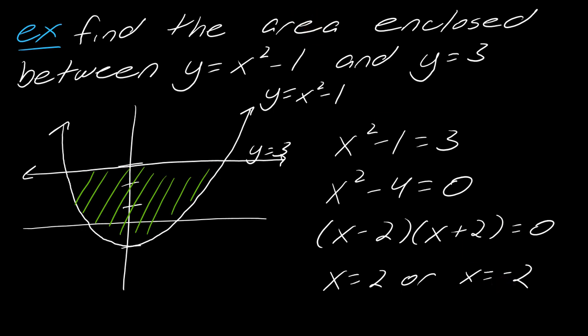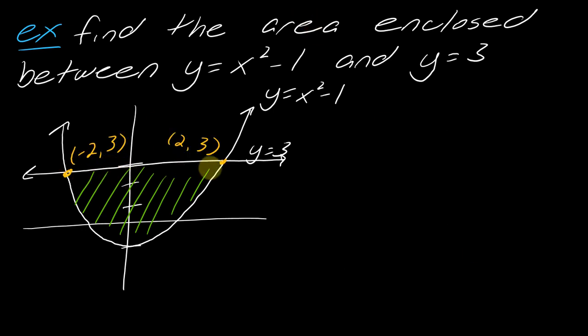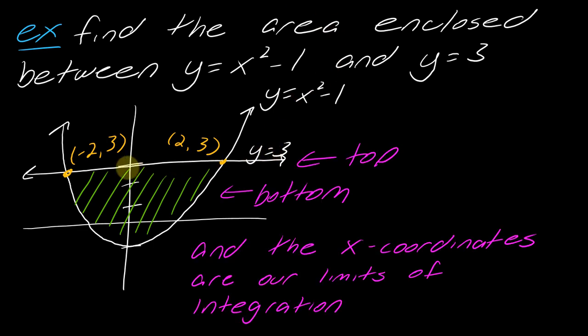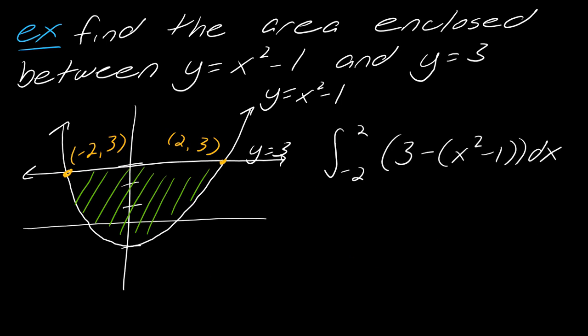So those are my 2 points of intersection. I'll go ahead and label those just so I can pay attention to where I'm at on the graph. Now I can set up my integral, understanding that this is the top function, this is the bottom function, and these x coordinates will help inform our limits of integration. To set up the actual integral, it's the top function minus the bottom function, and my limits of integration go from the lowest to the highest.